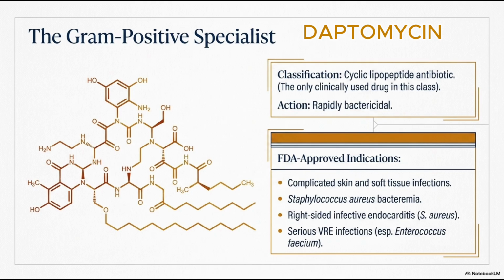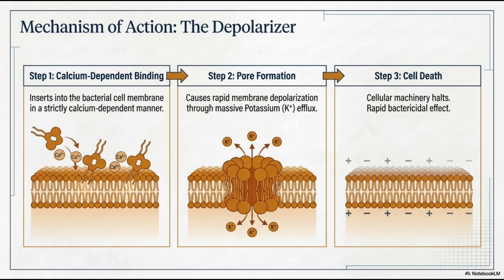Right. Daptomycin is a cyclic lipopeptide. And, like the polymyxins, it also relies on calcium to bind to the bacterial membrane. But it doesn't dismantle the wall like a Jenga tower. No, instead of thinking of daptomycin as just another bactericidal drug, you can picture it as a bioelectrical short circuit. Right. I really like that way of looking at it.